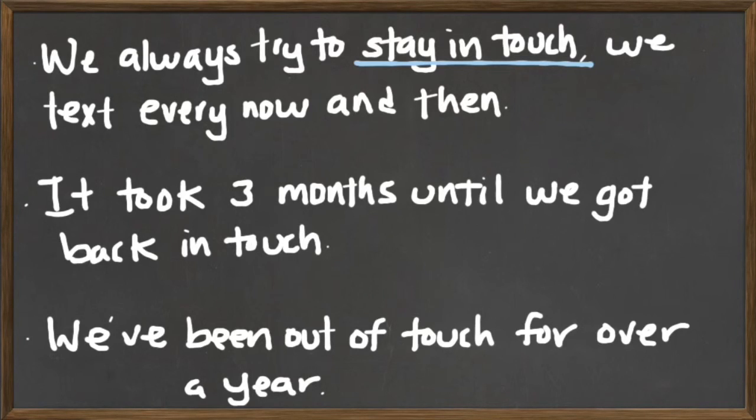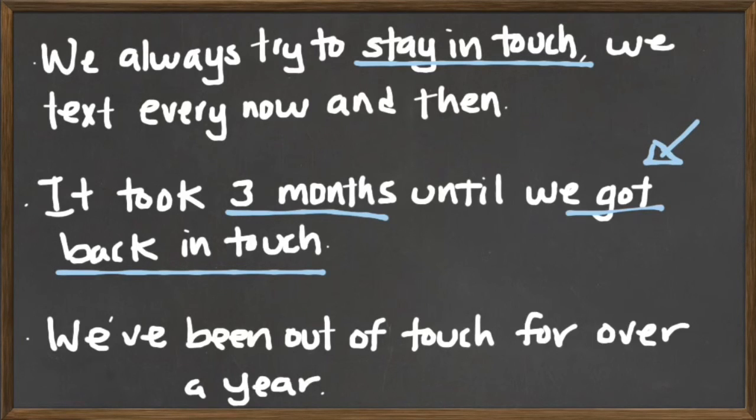Now the second one, it took 3 months until we got back in touch. So in this case, we got back in touch. This means that these two people, I and the other person, we lost communication for 3 months. Yes, and after those 3 months, we got it back. We started texting again. Maybe received a phone call. Maybe received a Facebook request, etc.